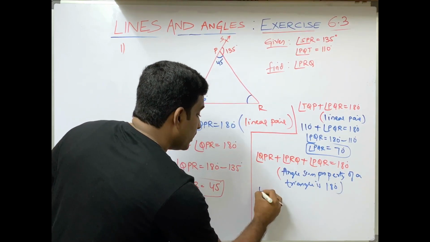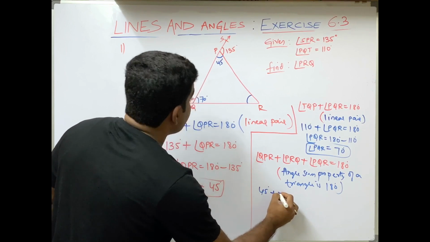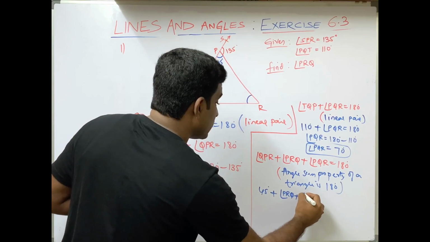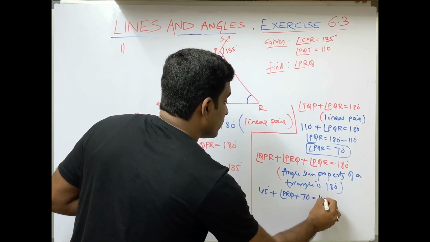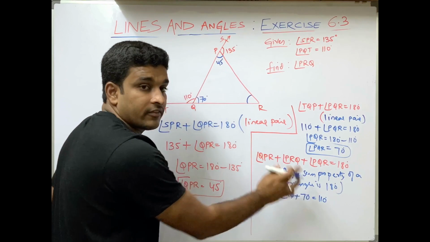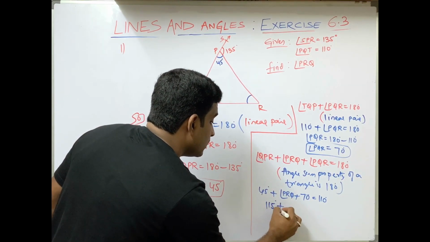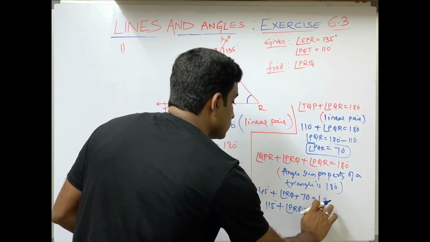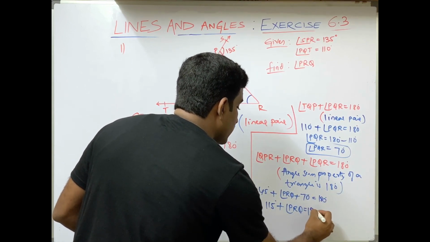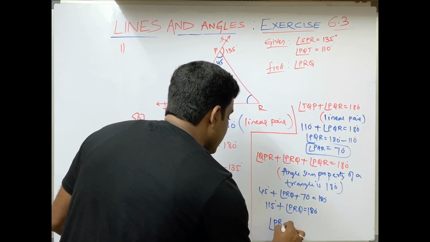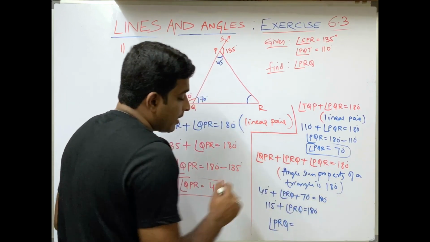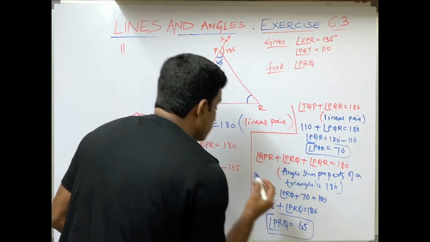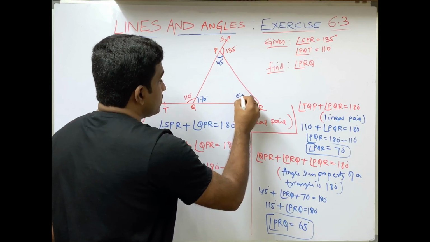Angle QPR we know as 45 degrees. Angle PRQ we should find out. Angle PQR we got as 70 degrees. That means 45 plus 70 will be 115 degrees plus angle PRQ equal to 180 degrees. That means simply angle PRQ equals 180 minus 115, which is 65 degrees. Angle PRQ we got as 65 degrees.